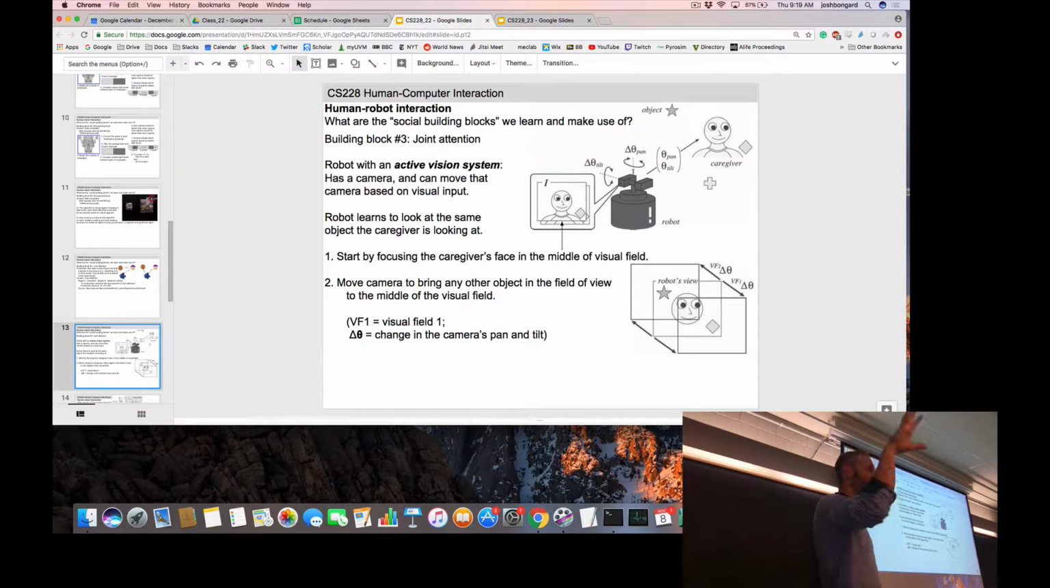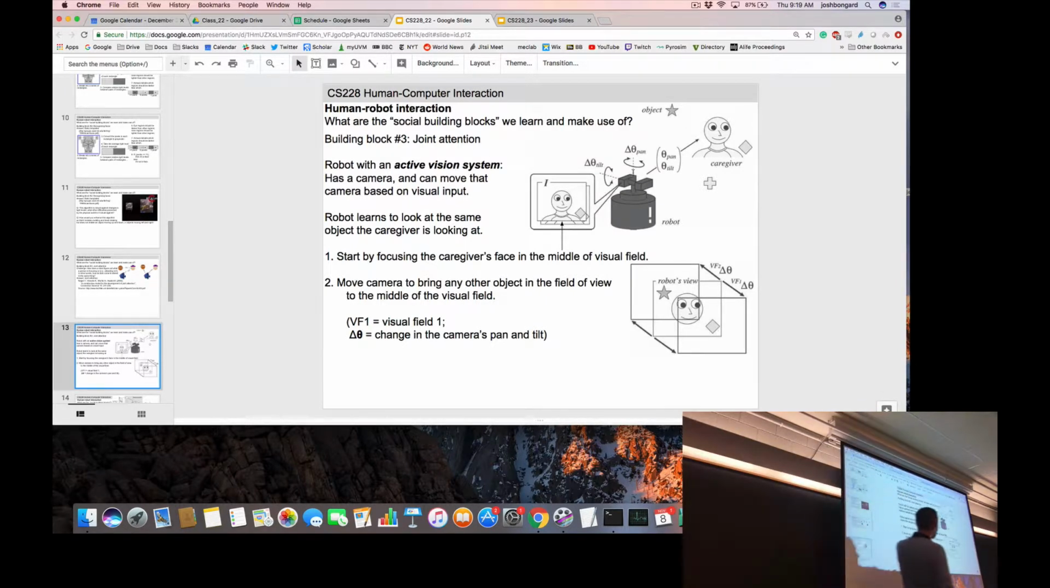Okay, we're going to start with the robot recognizing the caregiver's face using the second building block we just talked about. So find the face and then pan and tilt the camera until the face is in the center of the field of view. Then, in addition, move the camera to bring any other object into the field of view, from the human face to any other object that is also in the field of view.